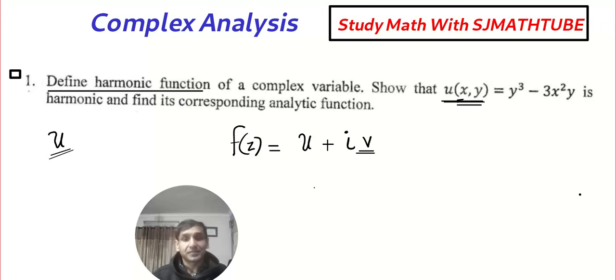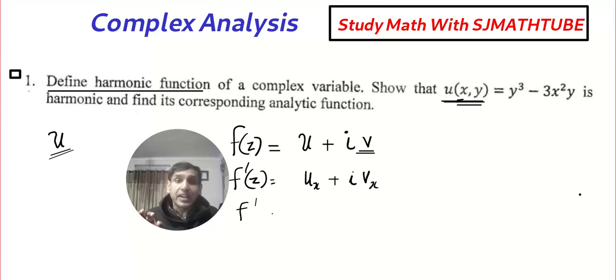Now I think you had been watching all the videos in complex analysis in order. When we derived the CR equations, we derived this. The derivative is equal to ux plus ivx. And then I taught you Milne-Thomson method. So I'm going to take advantage of this process. So I'm going to write this as ux minus iuy.